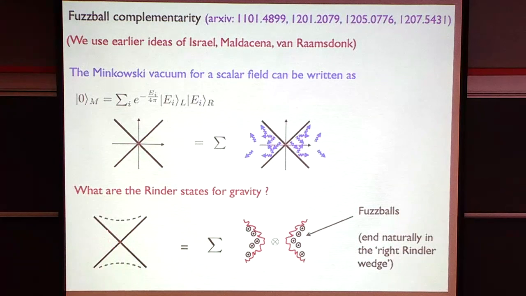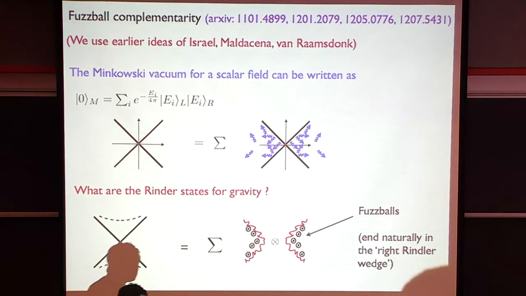So I would get Minkowski space by taking the eternal black hole and making it big. And in that case, whatever was being said for the black hole can also be said for Rindler. So then what's the meaning of this equation, which Van Raamsdonk writes down in his papers? The meaning is very interesting.